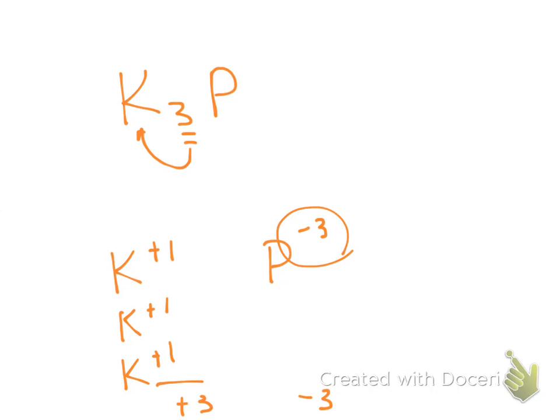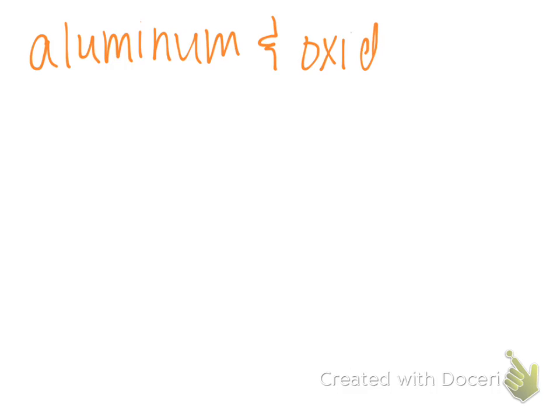Okay? Okay, so now let's start looking at some that are a little bit more complicated where one of them is not a 1. What happens if one of them is not a +1 or a -1? Let's look at a combination between aluminum and oxide. So aluminum is Al +3. And oxide is -2.